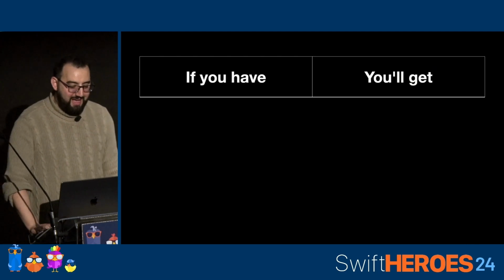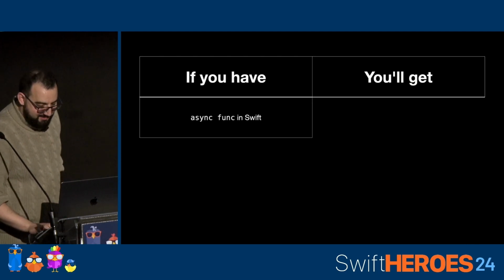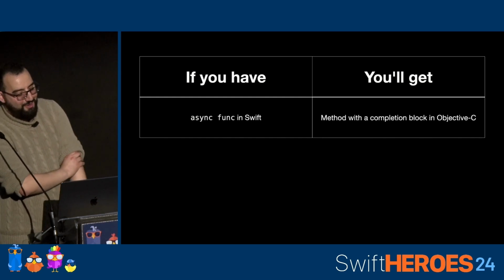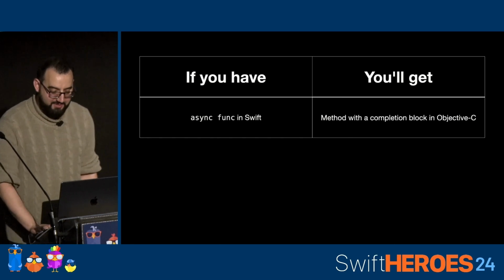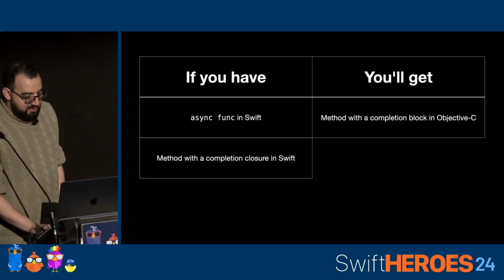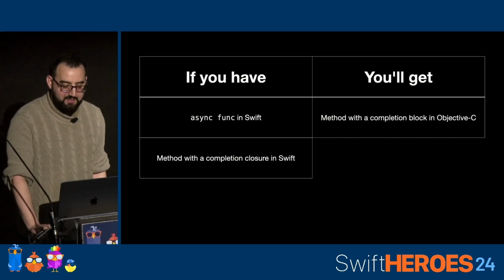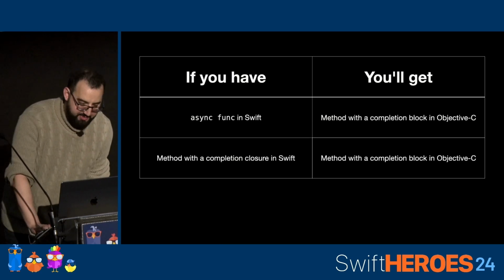So if you define a method with async in Swift, you get a similarly named method in Objective-C with an additional argument that's a completion handler. So it turns out the completion closure equivalent of that async func in Swift bridges to the same thing in Objective-C.